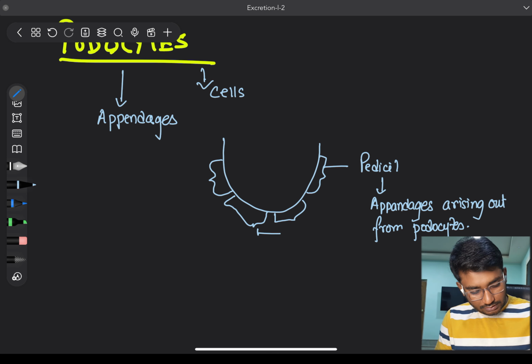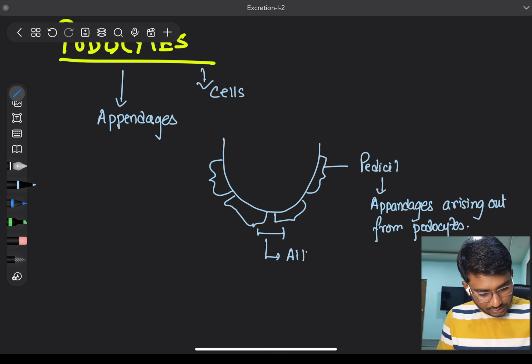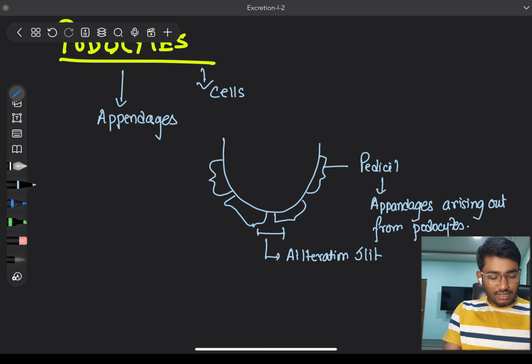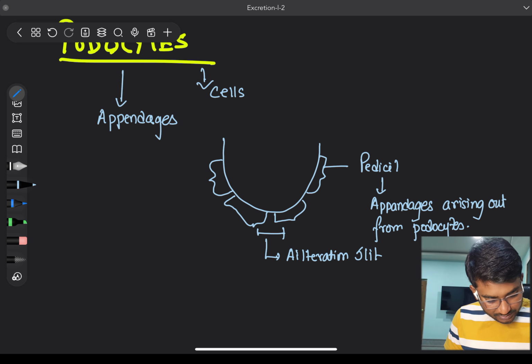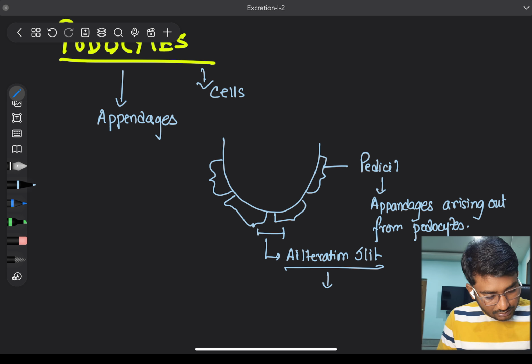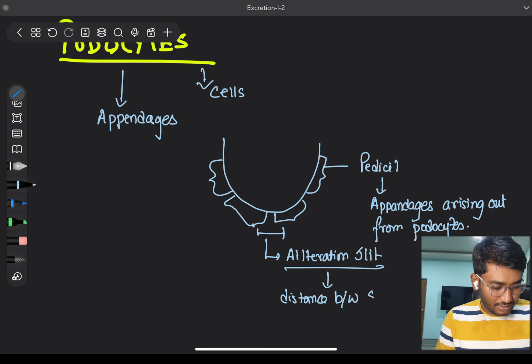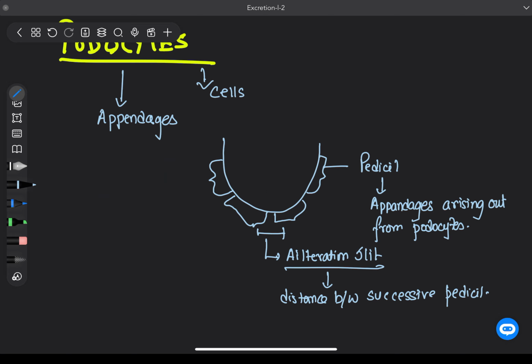Here is the filtration slit. What is a filtration slit? This is the distance between successive pedicels. So, I have drawn pictures and explained every aspect of this nephron in depth.